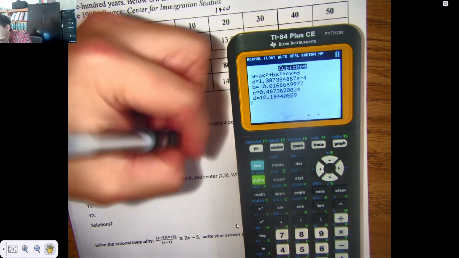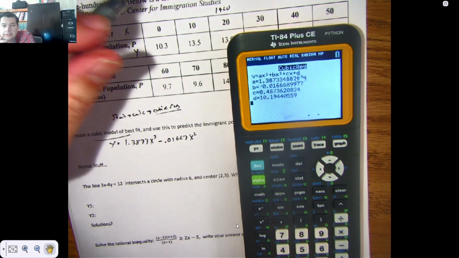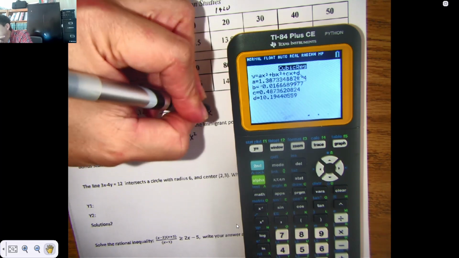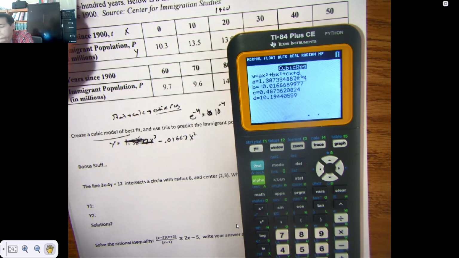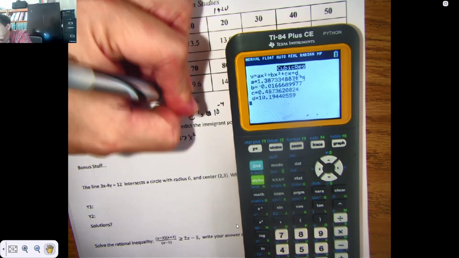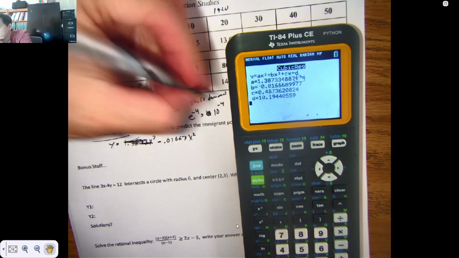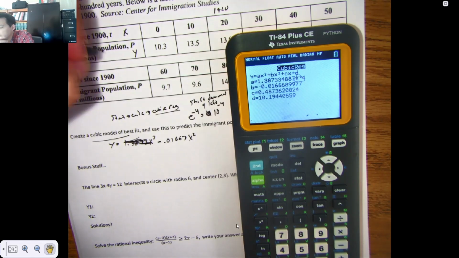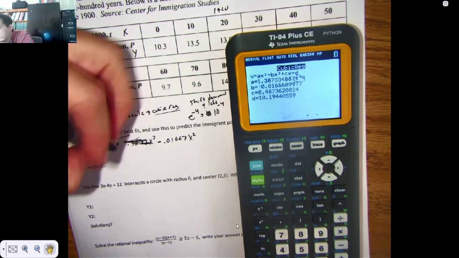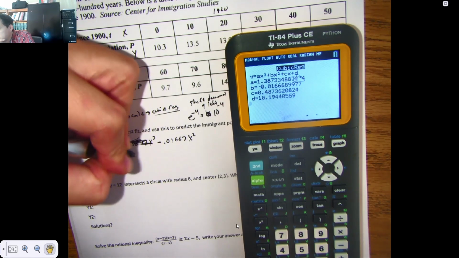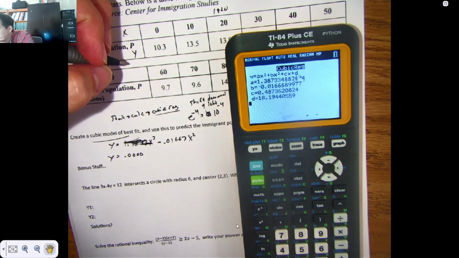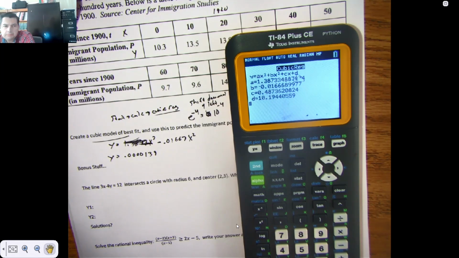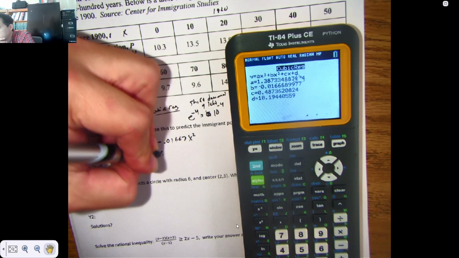0.01667x squared. Oh, I didn't see that right there. E to the negative 4 is equivalent to 10 to the negative 4th power. This is saying shift the decimal 4 left. So we're actually going to have to go out 4 significant figures. 0.0000139. That's, by the way, something you learn in science with a teacher you guys like a whole lot more than me.